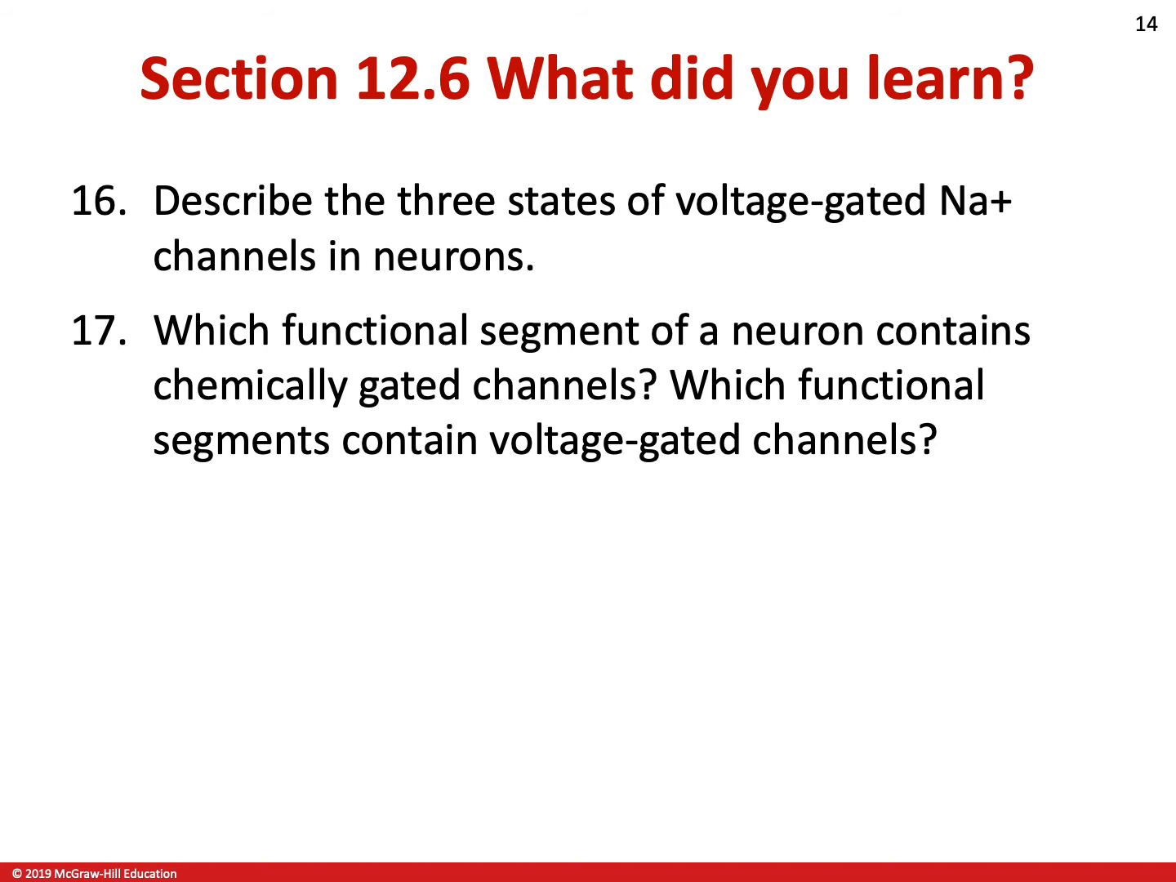Now, answer these questions. Describe the three states of voltage-gated sodium channel in neuron. We have three different states: resting, activation, and inactivation state. Which functional segment of a neuron contains chemically gated channels? What do you think? The chemically gated channels, yes, are located in the receptive segment. Which functional segment contains voltage-gated channels? The axon hillock, the entire part of our axon, and also the synaptic knob.